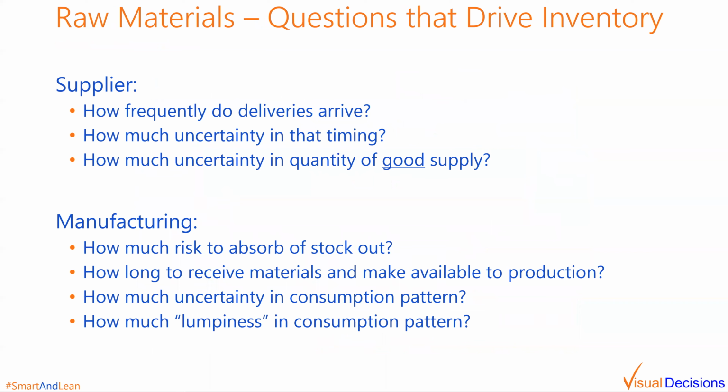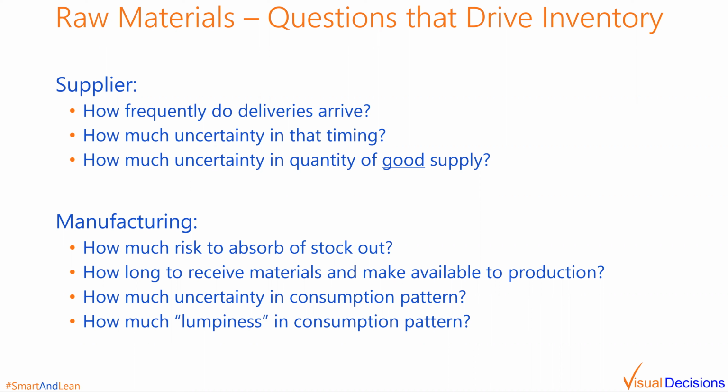Now, from a raw materials point of view, there's a number of questions that really drive inventory here. And when we look at the supplier side of things, how frequently do those deliveries arrive? We talked earlier that if you only get a delivery once a month, then you have to get that order for at least 1 month of inventory. And the more uncertainty you have on the manufacturing side for what your consumption is going to be during that month, the more safety stock you have to add to that order in order to be able to have a high degree of confidence that you're not going to stock out.